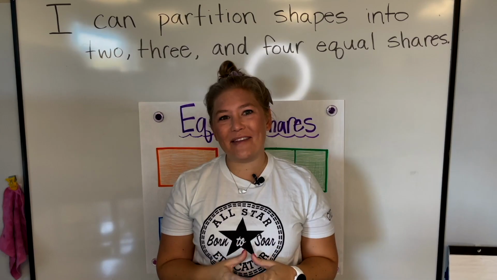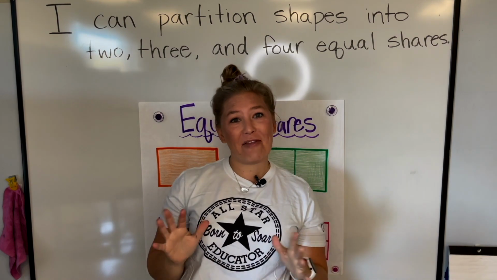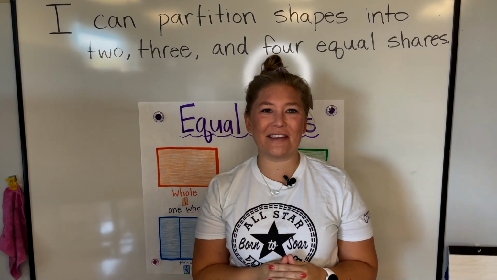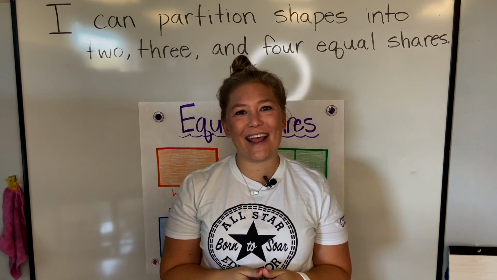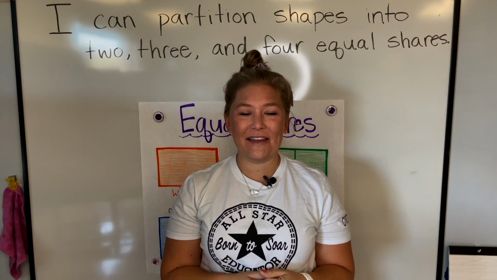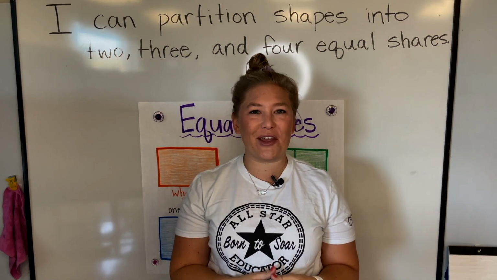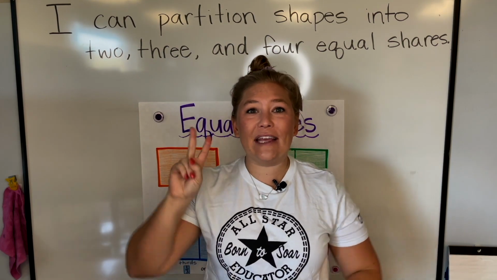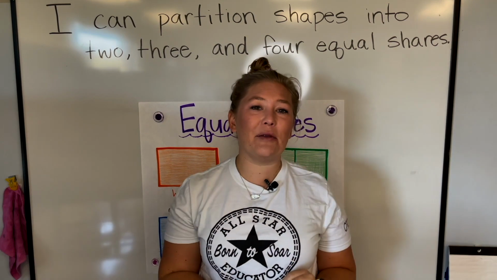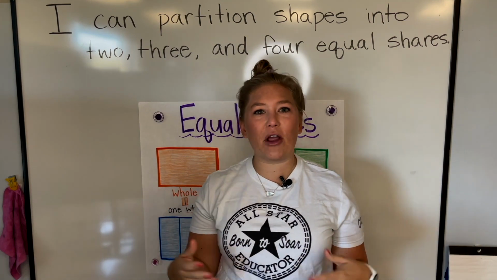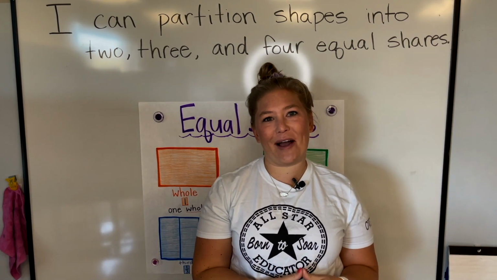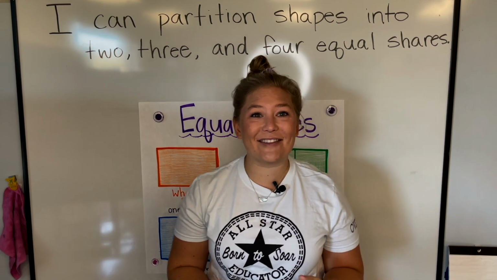Hello, my name is Mrs. Overish, and this is Math Mania for first and second graders. I am so happy you're here today. Let's learn something new in math. Today, we're going to be talking about partitioning equal shares in a bunch of different types of shapes. All you need is 2 pieces of paper and a pencil or something you can draw with. It can be a crayon, a marker, whatever you have nearby. All right, let's get started.